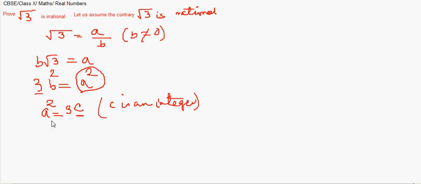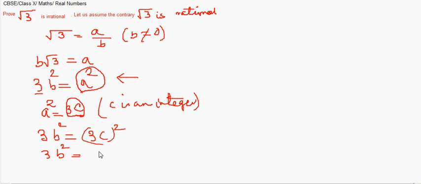So a square is equal to 3c. Now I'll replace this in the equation. So what do we get? 3b square is equal to 3c square, that makes it 3b square is equal to 9c square, or b square is equal to 3c square. That means now b square is also divisible by 3.